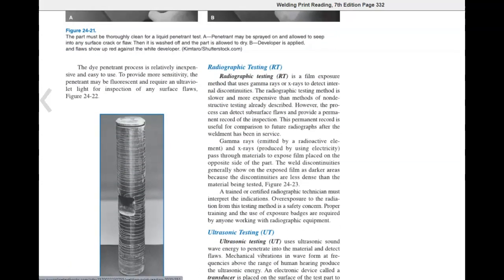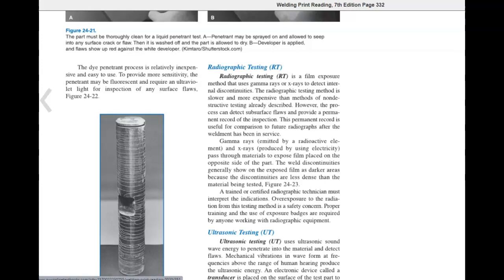Radiographic testing. Radiographic testing is a film exposure method that uses gamma rays or X-rays to detect internal discontinuities. The radiographic testing method is slower and more expensive than methods of non-destructive testing already described. However, the process can detect subsurface flaws and provide a permanent record of the inspection. The permanent record is useful for comparison to future radiographs after the weldment has been in service.